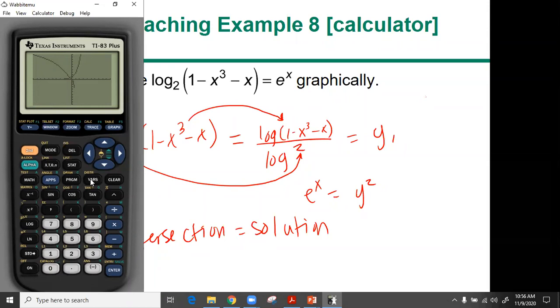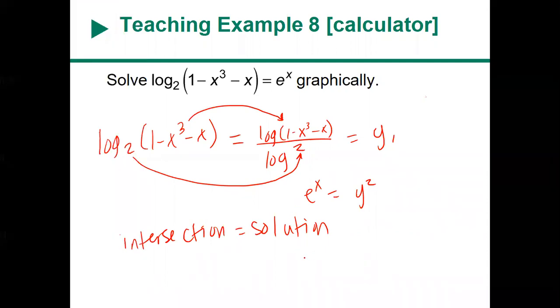So to find the intersection, I'm going to hit second, trace, see where it says intersect. So I'm going to press 5. So second, trace 5. And it's going to ask you, you want this curve? Yes. You want this curve? Yes. You want me to tell you the answer? Yes. And so my x equals negative 0.456. So x equals negative 0.456.